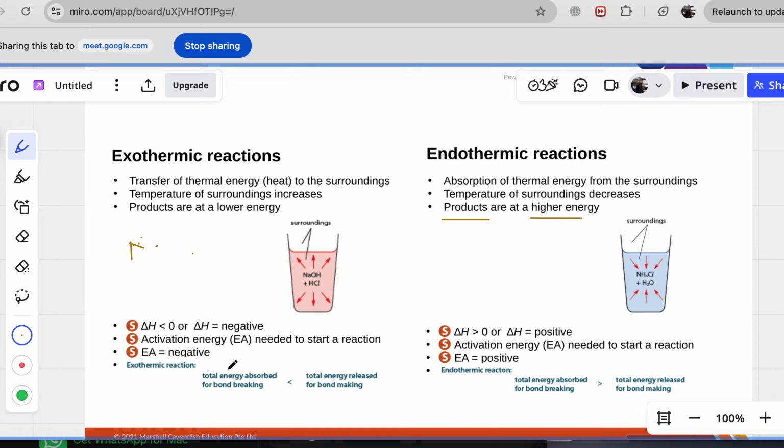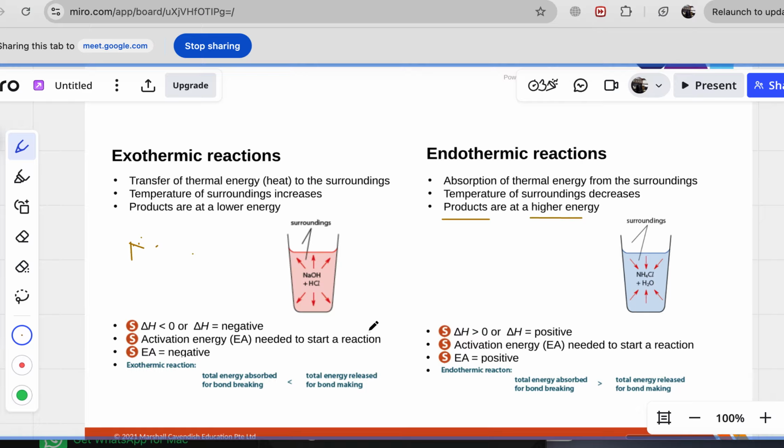Unlike the exothermic reaction, where the products are at a lower energy, for an endothermic reaction the products are at a higher energy. We're going to see it in a diagram. A good example of an endothermic reaction is ammonium chloride reacting with water. We take energy from the surrounding to form the product, so here the delta H is a positive number.